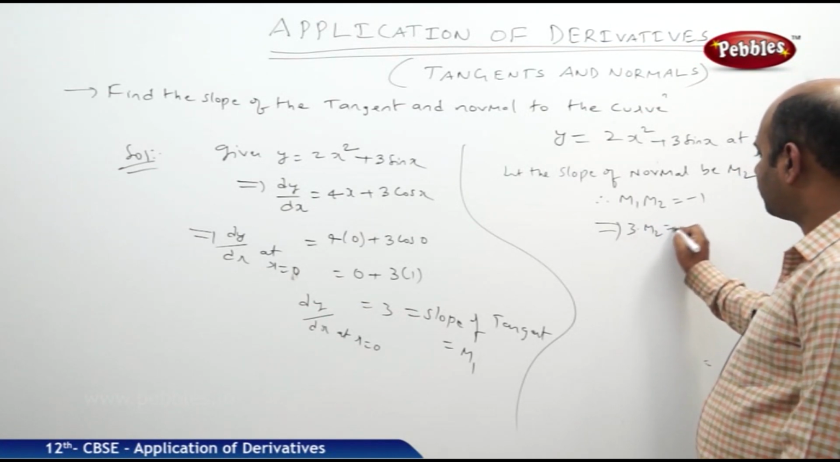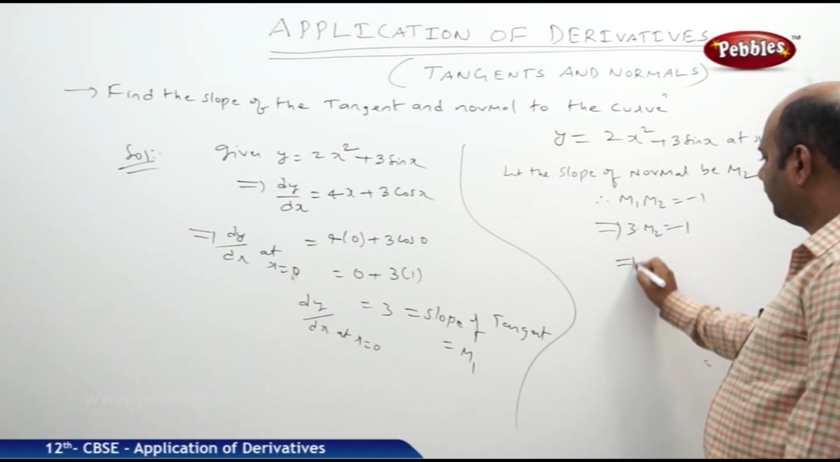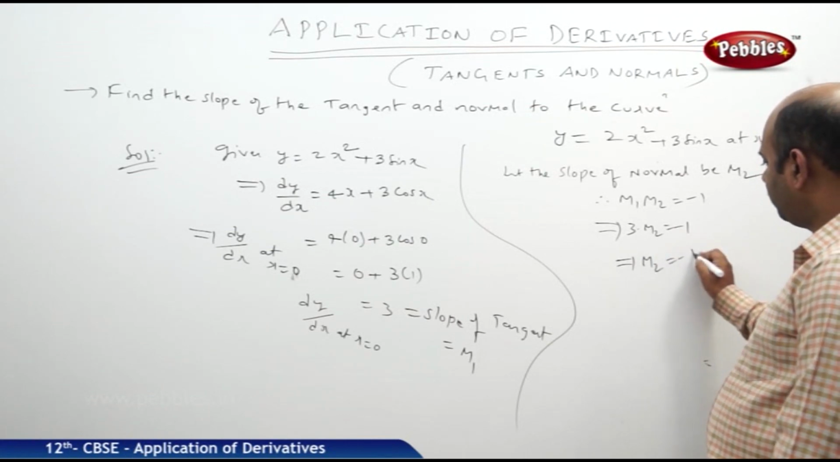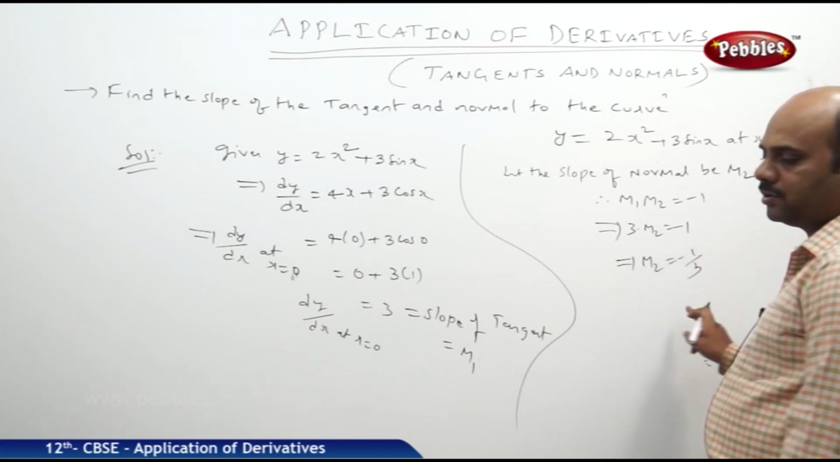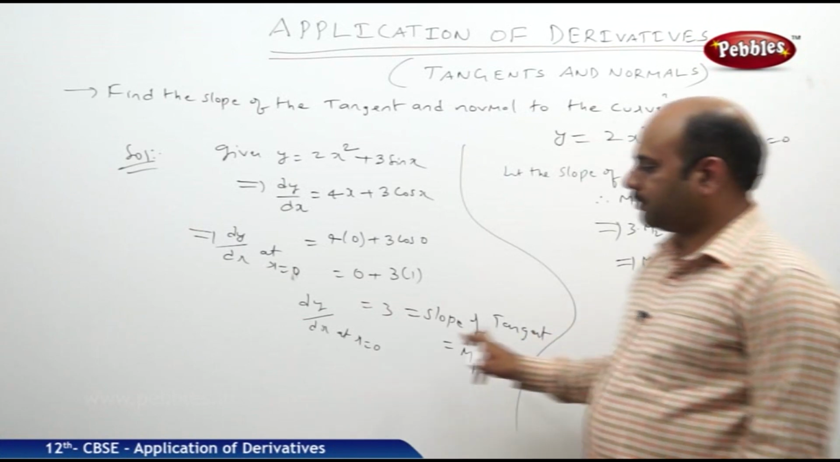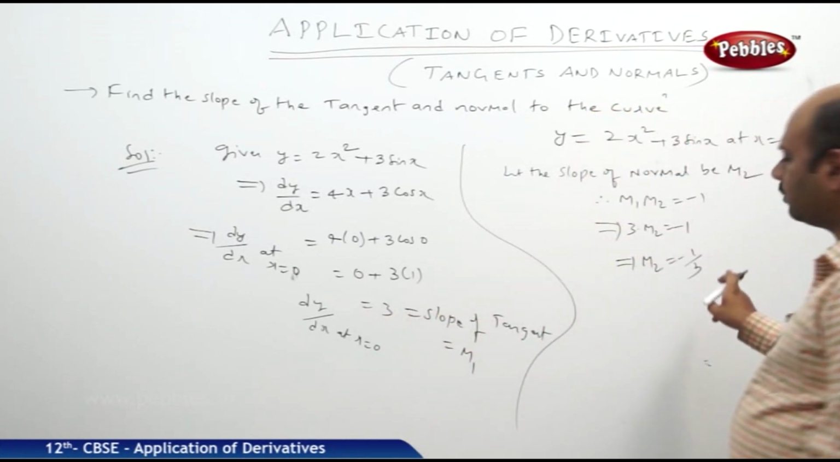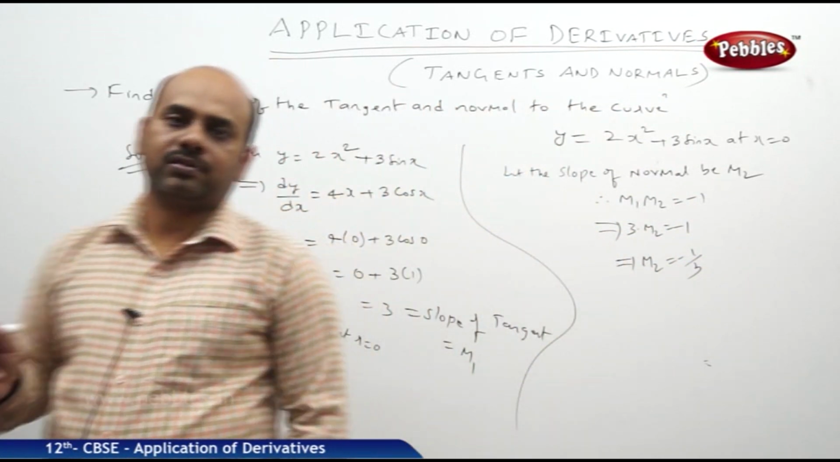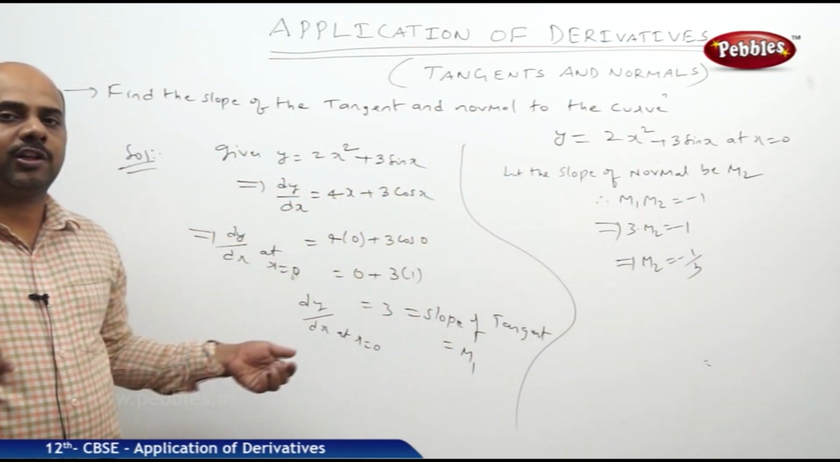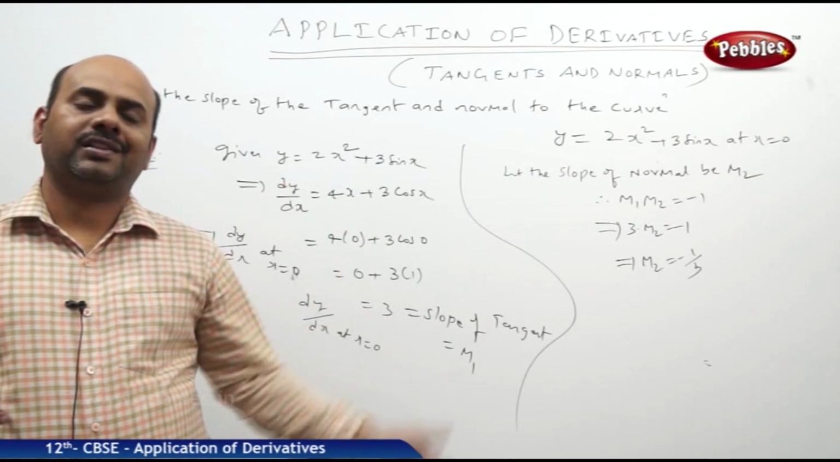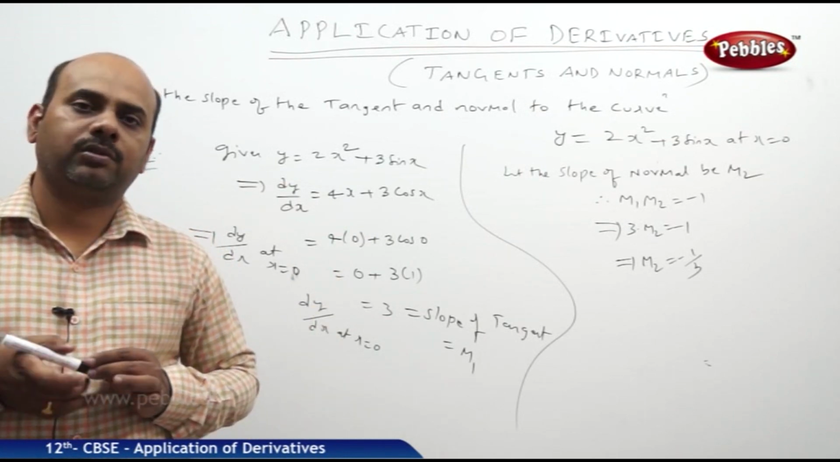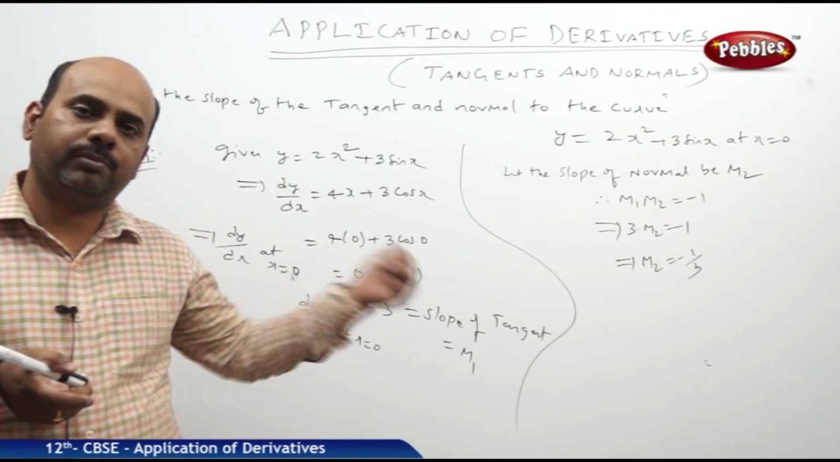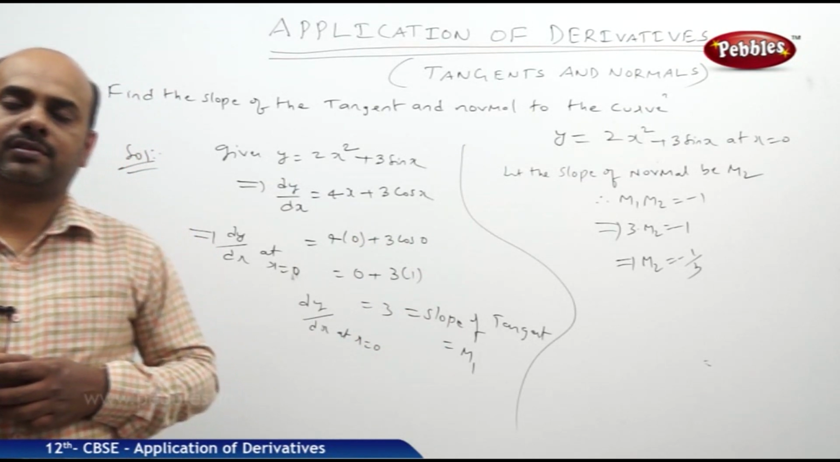m2. m2 means, as usual, m1 m2 is equal to minus 1. That implies m2 is equal to minus 1 by 3, which is the slope of the normal. Slope of the tangent is 3 and slope of the normal is minus 1 by 3. So whenever we are asked to find the slope of the normal, try to find the slope of the tangent and then apply the condition m1 m2 equal to minus 1. Then you will be getting the required answer.